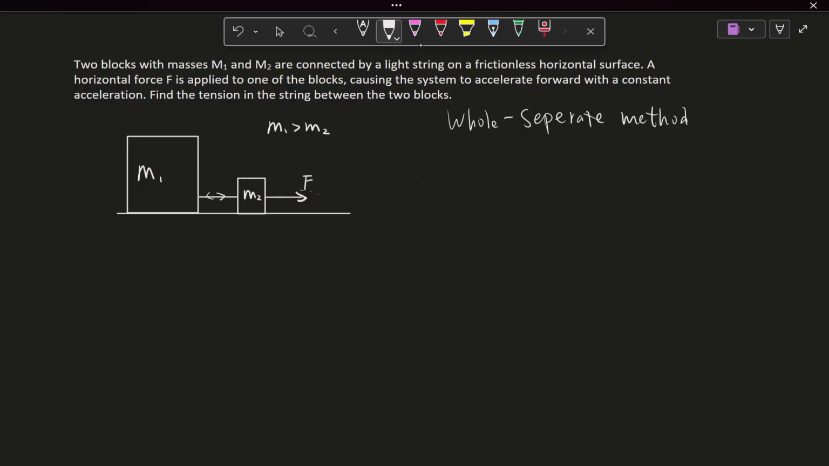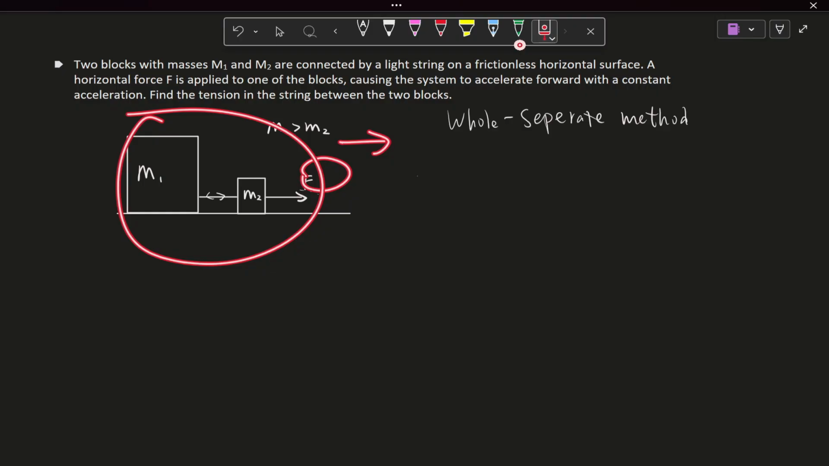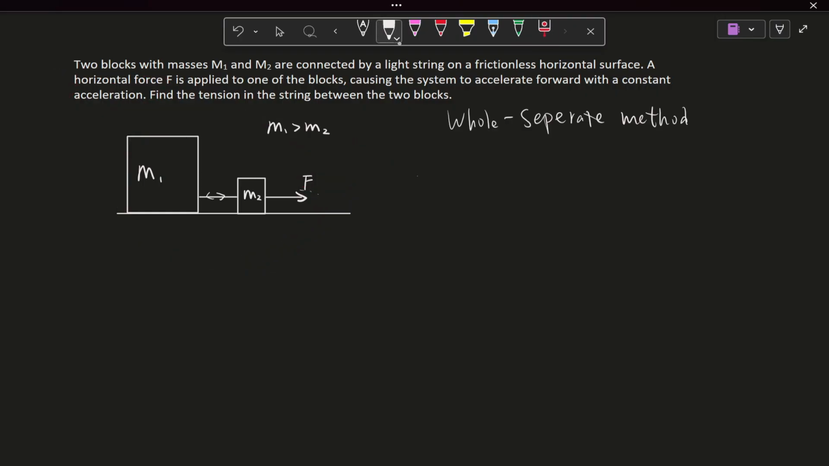First, there's an F over here, right? Causing the entire system to move forward with constant acceleration. So first, let's write a net force equation. F is equal to... since we treat the system as an entire object, like a very big object, there are no internal forces between them. So let's see what forces act on the entire system. Only F, right? Also, there's no friction, so we don't need to write friction over here. So it's only F. It's equal to ma.